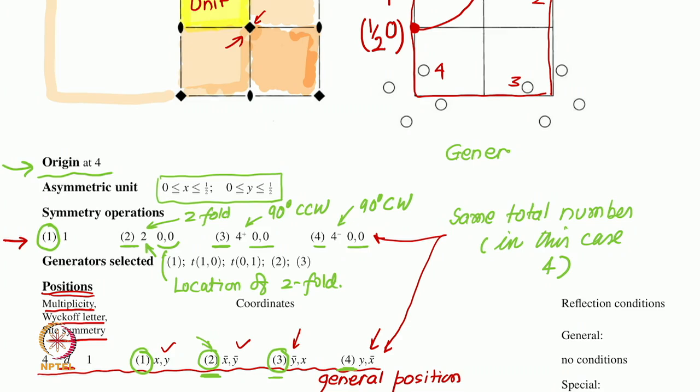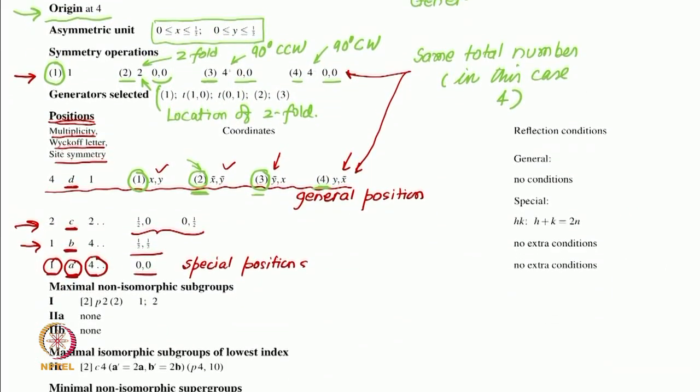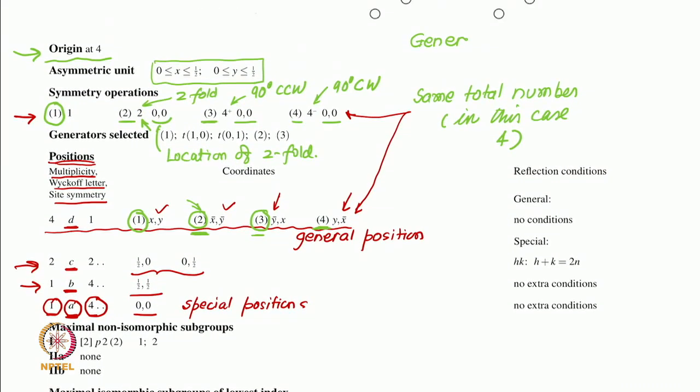So there are 4 symmetry operations in this plane group and 4 general positions, each general position connected to a symmetry operation. In fact, one of the exercises which we would like you to do and be familiar with, in this case it appears very trivial or simple.